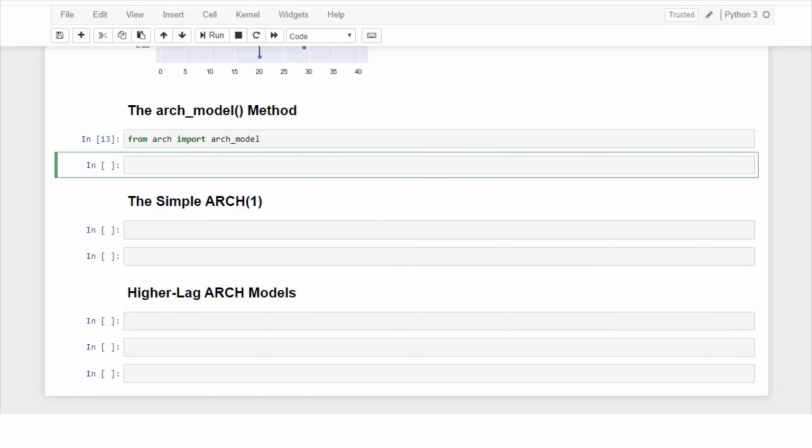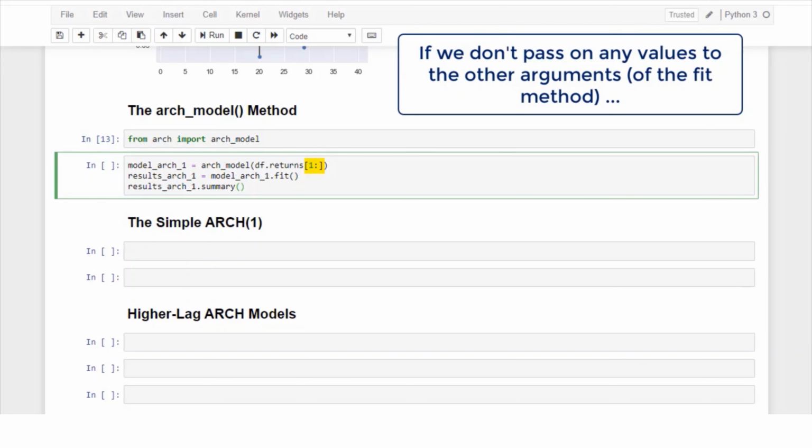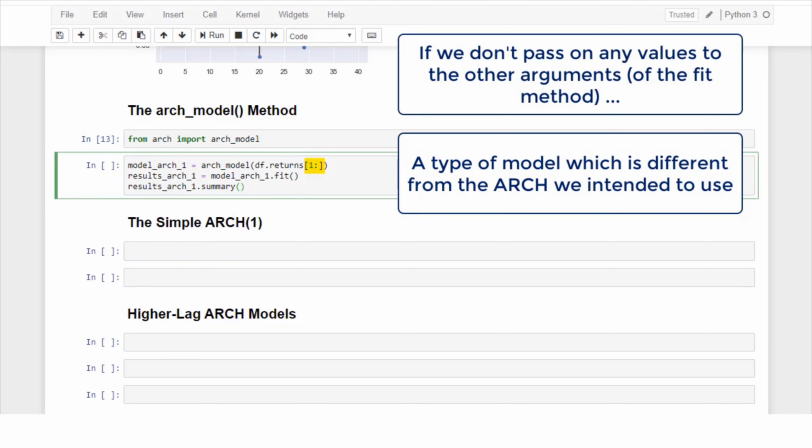We start off by creating a variable, which will save our model specifications. Of course, we can use the convenient naming system we created early on and call the variable model_arch1. We must then set it equal to the outcome of the arch_model method. Next, we simply pass the time series we want to measure as the argument variable. In this case, we're talking about returns. Make sure to specify we're only using return values after the first element because its value isn't available. It's extremely important to note that if we don't pass on any values to the other arguments, we'll be using a type of model, which is different from the ARCH we intended to use.